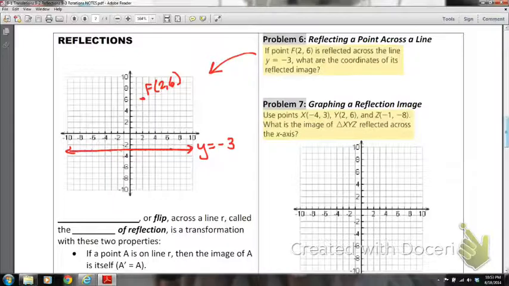So we need to reflect point F across the line y equals -3. It's currently how many units above that line? It's 1, 2, 3, 4, 5, 6, 7, 8, 9 units above the line y equals -3. So when it's reflected across the line, it will be 9 units below. 1, 2, 3, 4, 5, 6, 7, 8, 9. So F prime is at the point 2, -12.